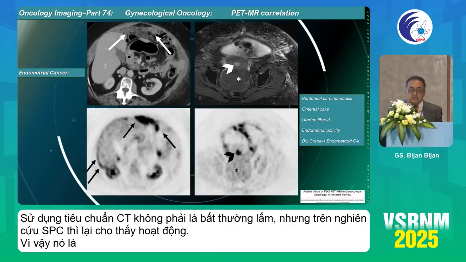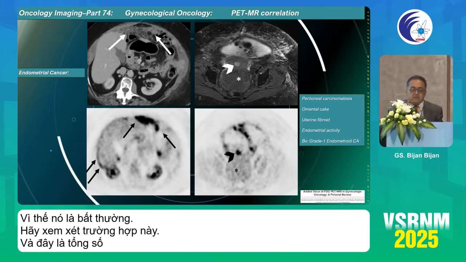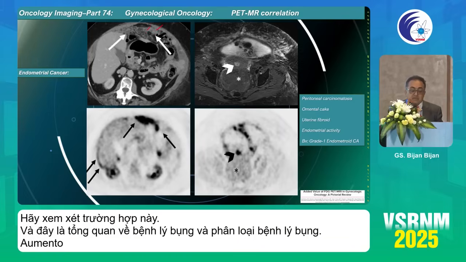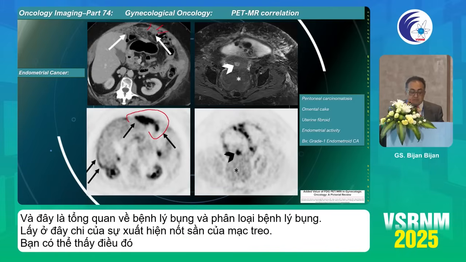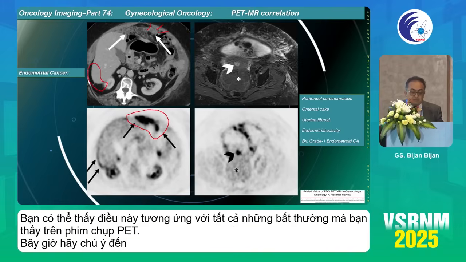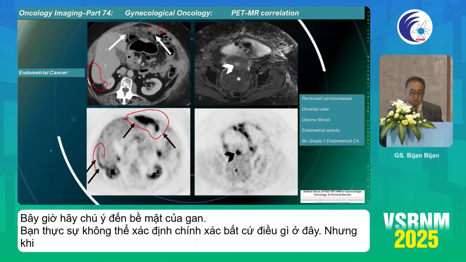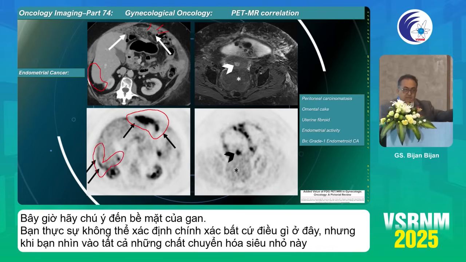Take a look at this case. This is for total abdominal, basically abdominal staging. Omental caking here, the haziness of the mesentery, nodular appearance of the mesentery, you can see it. That corresponds to all these abnormalities you see on the PET scan. Now pay attention to the surface of the liver. You can't really pinpoint anything here, but when you look at the PET, it actually shows all these small hypermetabolic nodules over the surface of the liver.